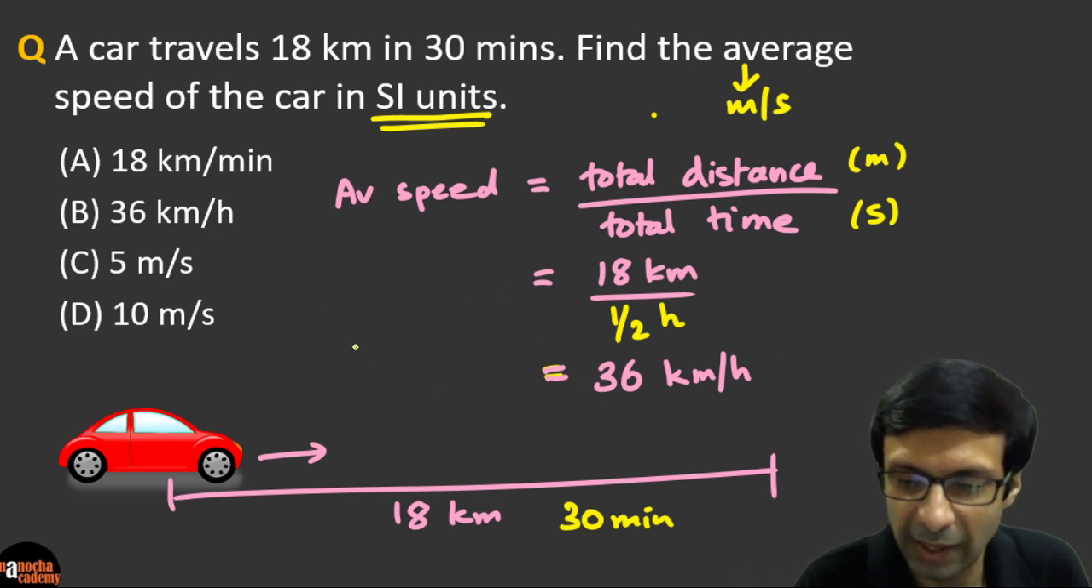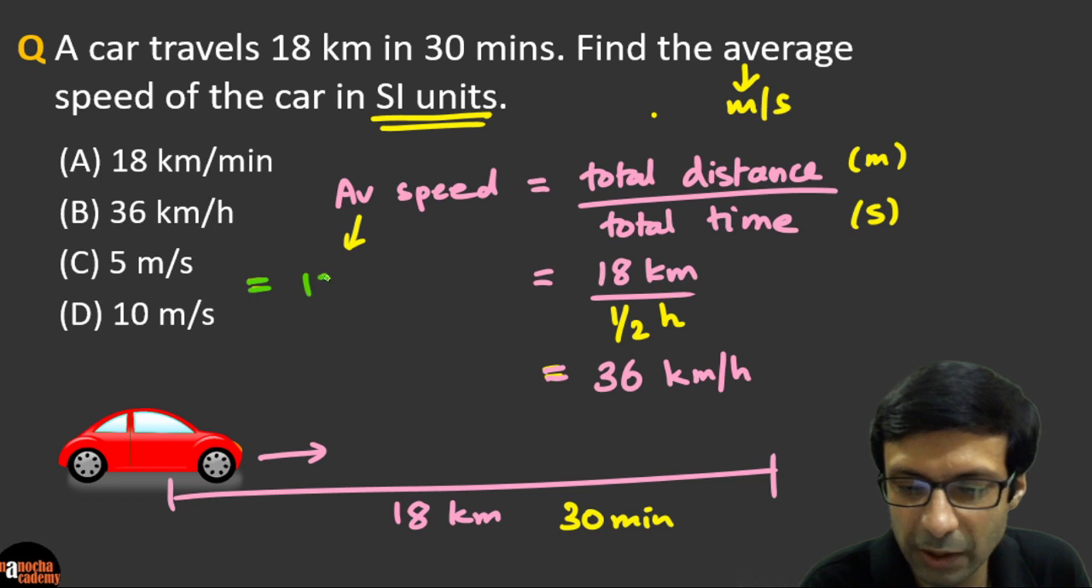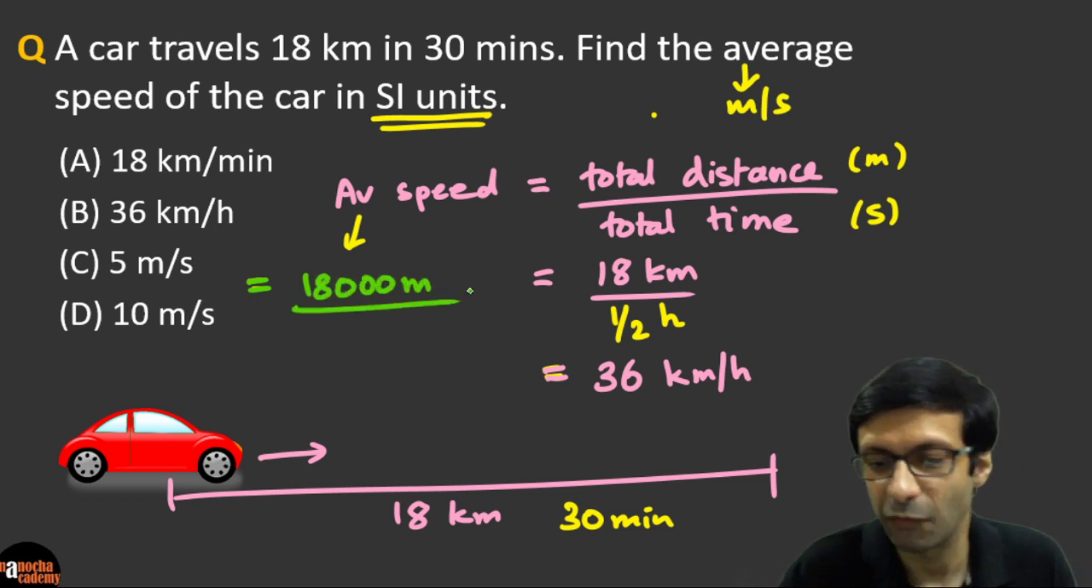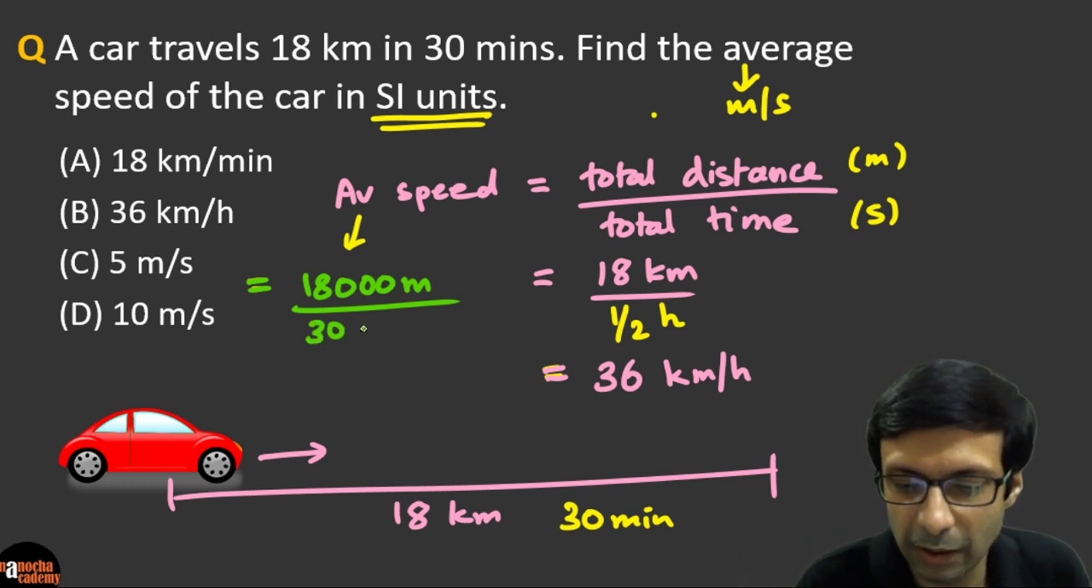So let's convert 18 kilometers. Let me use the green color here. 18 kilometers is going to be 18,000 meters, right? And we've been given 30 minutes. Okay, so 30 minutes is how many seconds? 30 into 60 seconds, right?